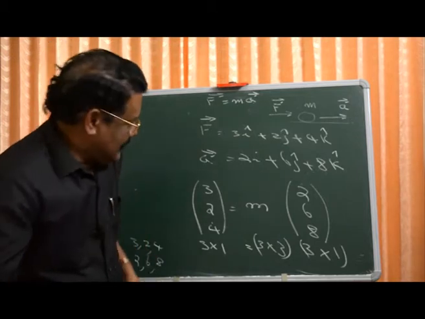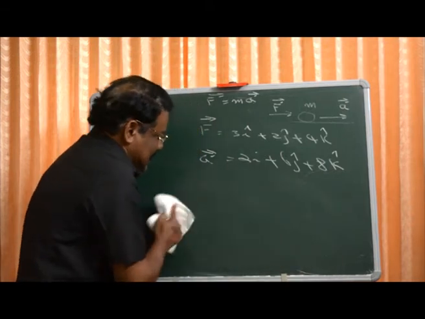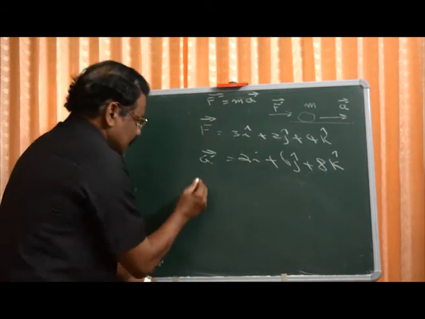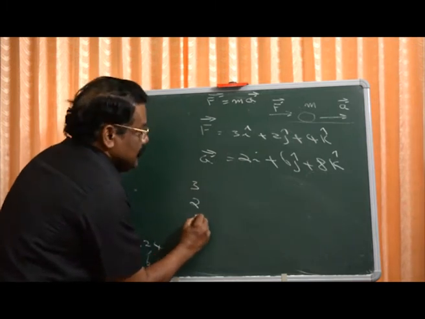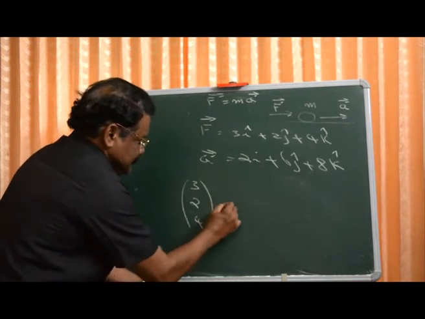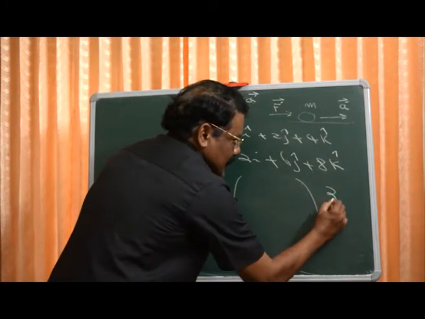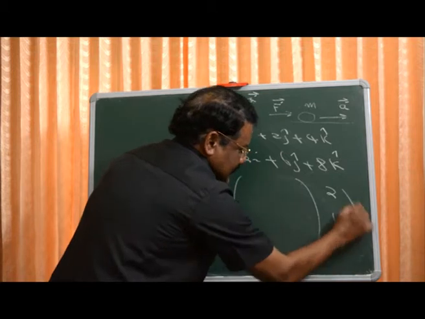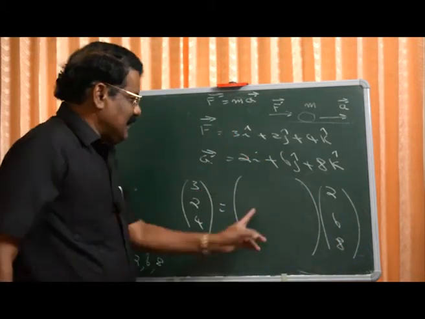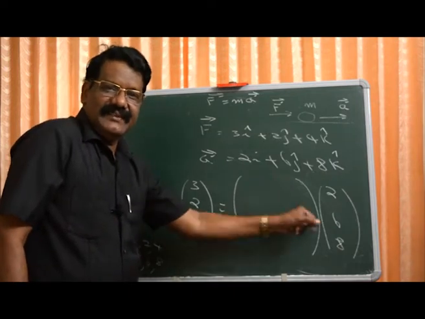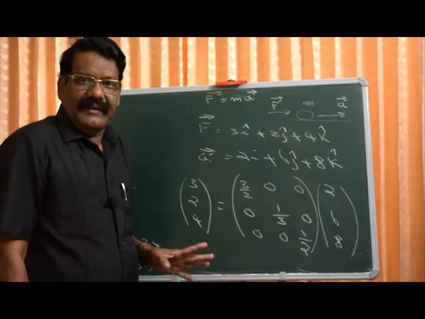Now, let me do it in a different way. Here F is equal to 3, 2, 4, and the acceleration is 3 by 3, which is 2, 6, 8. Oh, I can very well fill it. The 3 by 3 matrix, I can very well fill it. That is, this is an example.